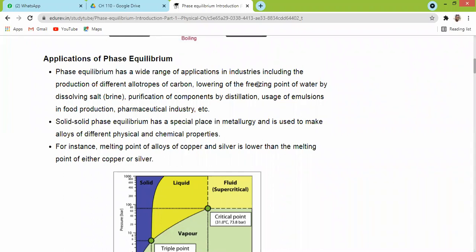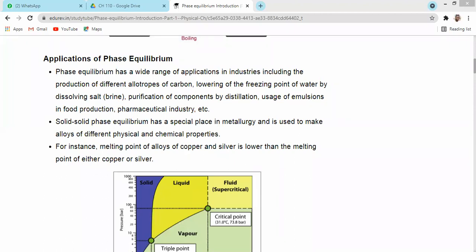So this is one of the applications of phase equilibrium in terms of lowering of melting point and freezing point. Then we have purification of components by distillation. Distillation, you have probably used in an experiment once. And then usage of emulsions in food production and pharmaceutical industries. So you can apply this particular concept there.